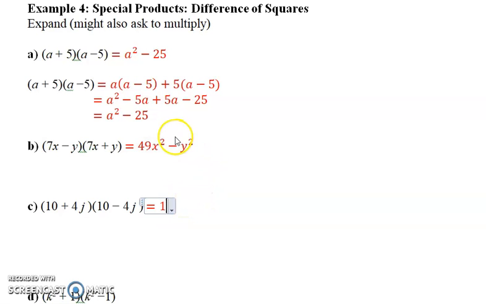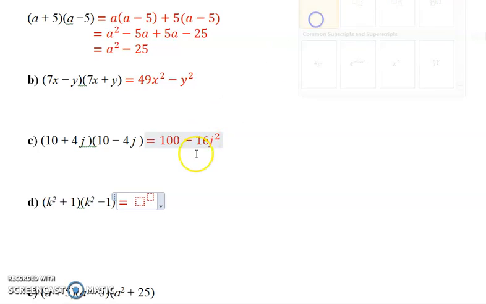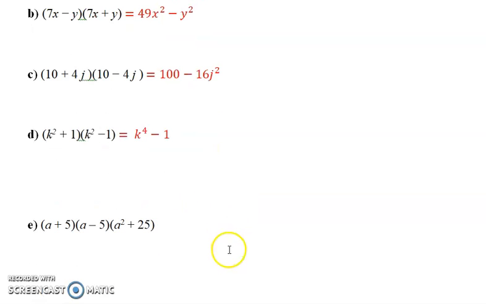So 10 times 10 is 100. It's minus, and then 4 times 4 is 16j squared. Same deal with this. Even though it's k squared, it doesn't matter as long as they're the exact same, which they are. So that's going to be equal to k squared times k squared is k to the power of 4, and minus 1, because negative 1 times 1 is negative 1.